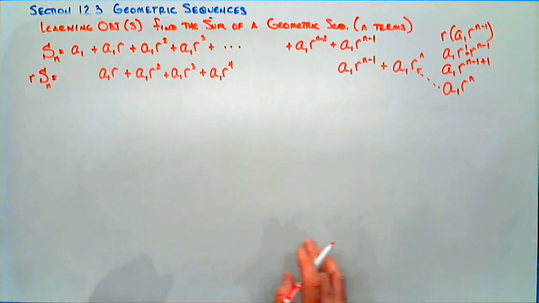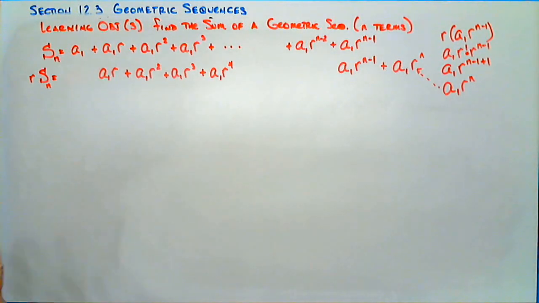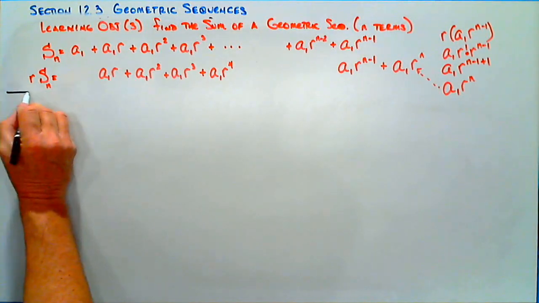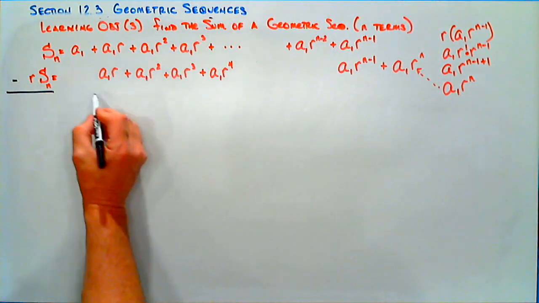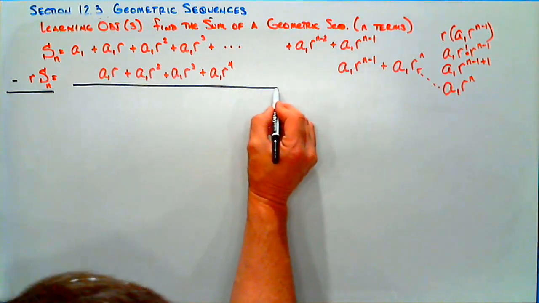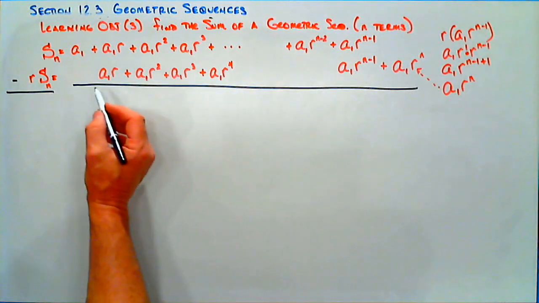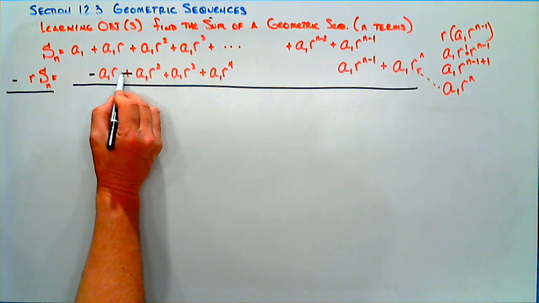Now, why did we do that? We did that because the book says, hey, if you want to develop a formula, this is your approach. I'm not so sure that we would have thought of that on our own, but that's the approach. Now, what are we going to do? We're going to subtract these. What do I mean by that? I mean, we're going to multiply every one of these by negative 1.